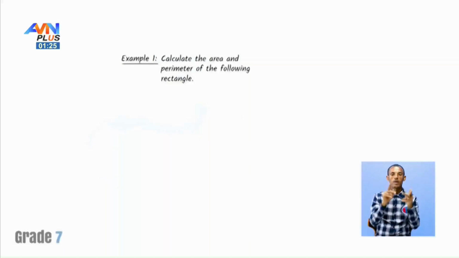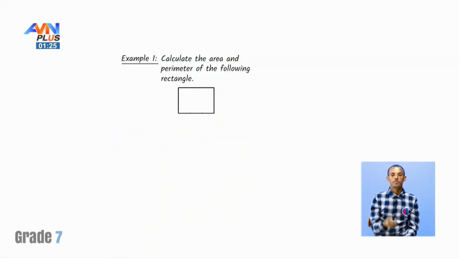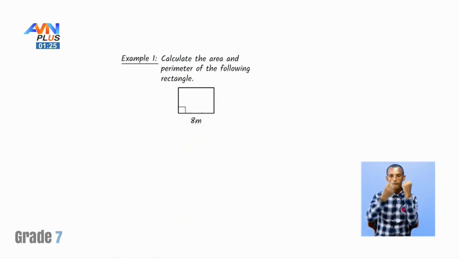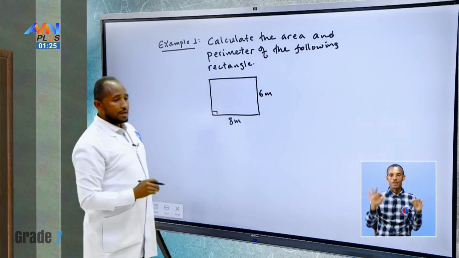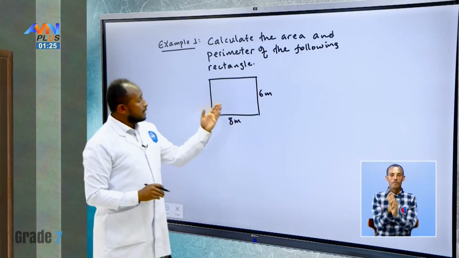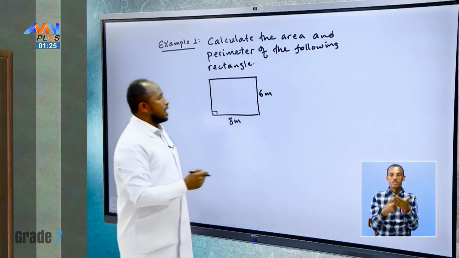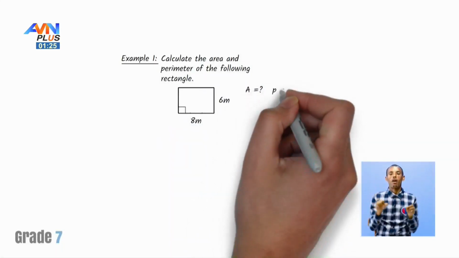Okay, this rectangle is given. This is a rectangle whose base is 8 meter and its height is 6 meter. So we're asked to find the area and the perimeter of this rectangle. So how do you calculate its area and its perimeter?